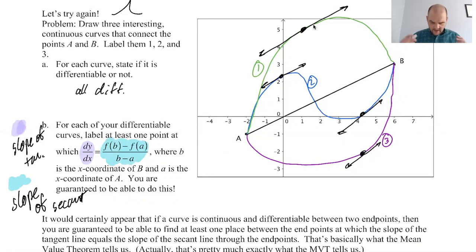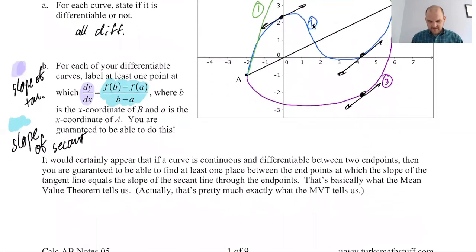All right, so in each case, when we had a differentiable function, we were definitely able to find a place where the slope of the tangent line equaled the slope of the secant line on the interval. That's very cool, and we could do it in every case. Draw the craziest function you want. As long as it's differentiable, it's going to work. That's basically what the mean value theorem says.